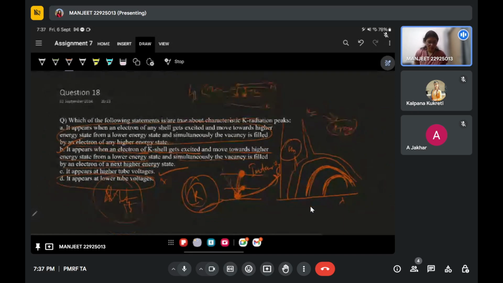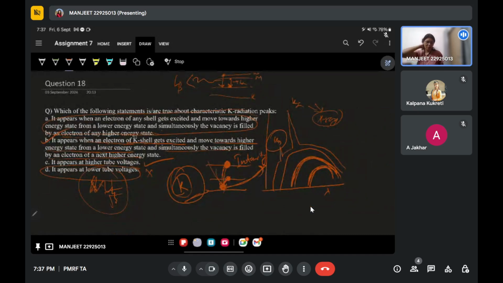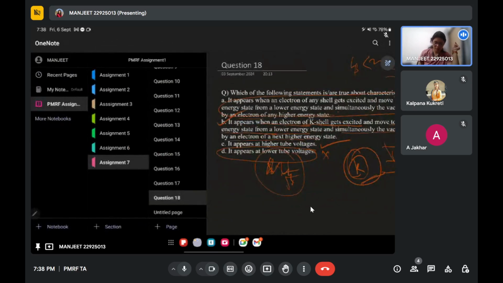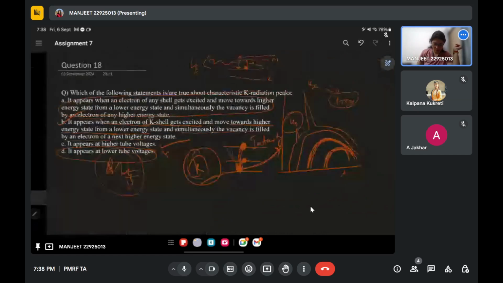So this is how the radiations are defined and named, and how they are related to the energy and the characteristic peak. This is all about question number 18, as well as assignment number 7. Then we will remain with assignment number 8 only, which we will discuss next Tuesday at the same timing.